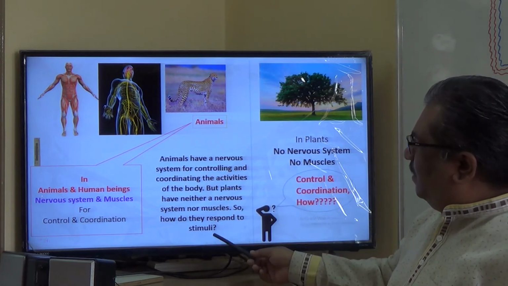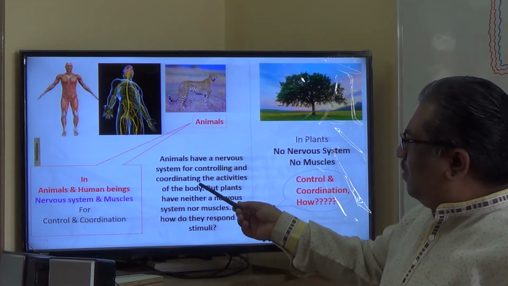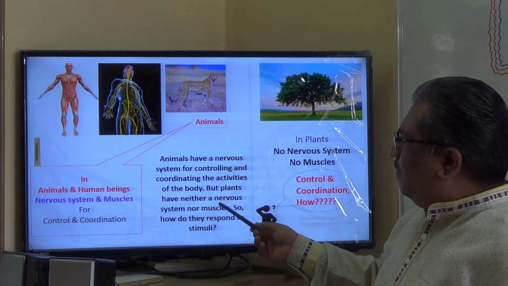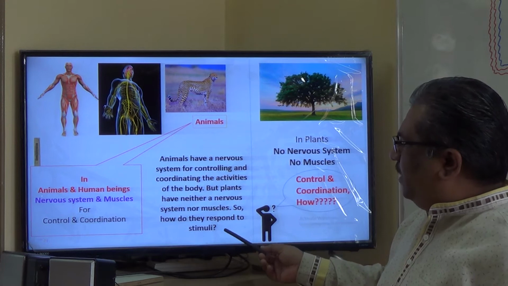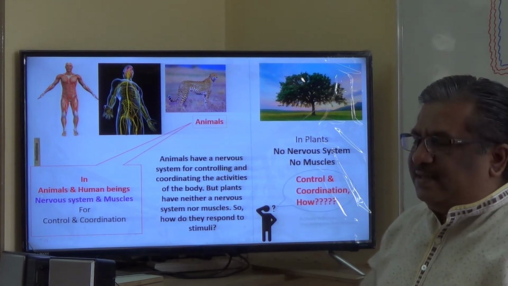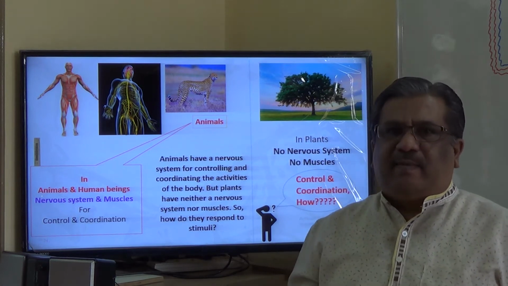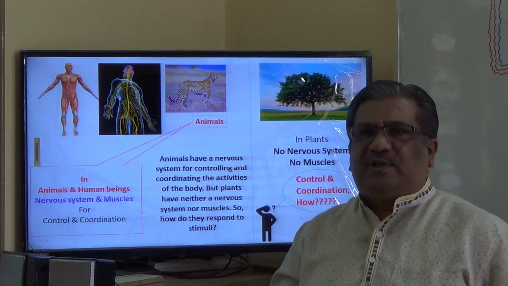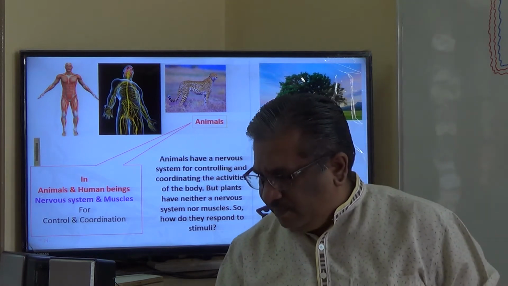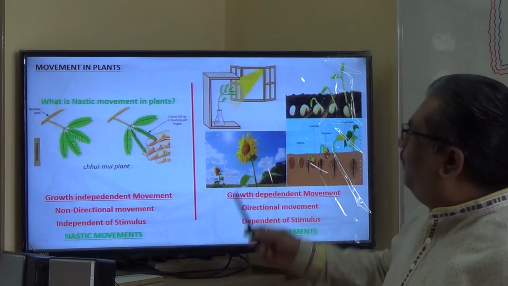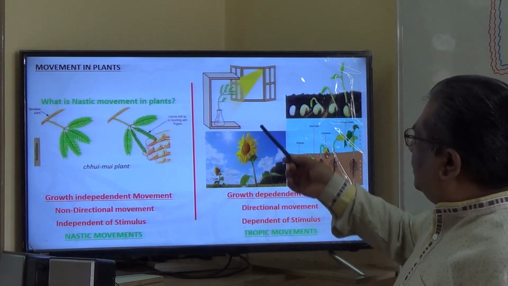A small paragraph here, whatever I discussed, is written. Animals have a nervous system for controlling and coordinating the activities of the body, but plants have neither a nervous system nor muscles. So how do they respond to a stimulus? The stimulus is basically caused by the surrounding environment, and how plants respond to the stimulus is what we are going to see. Let's discuss some points here.